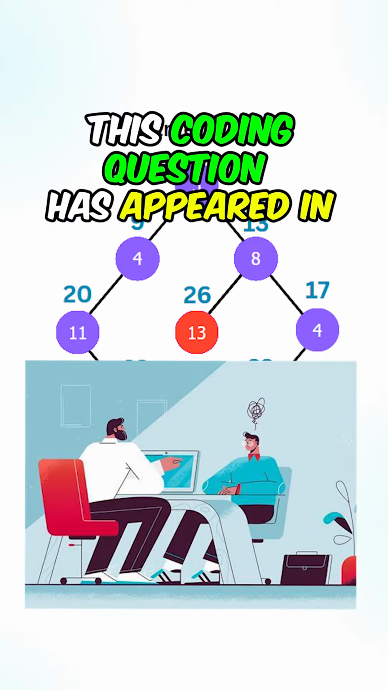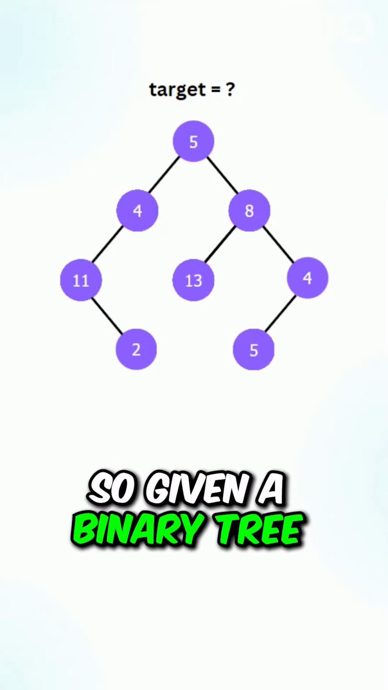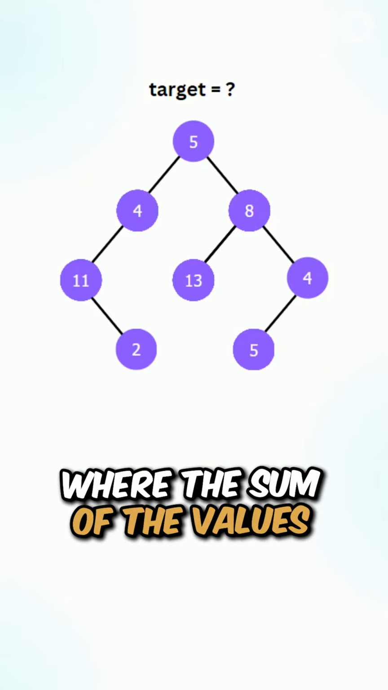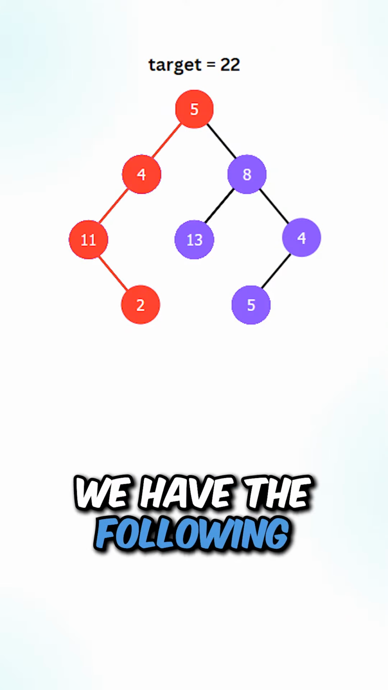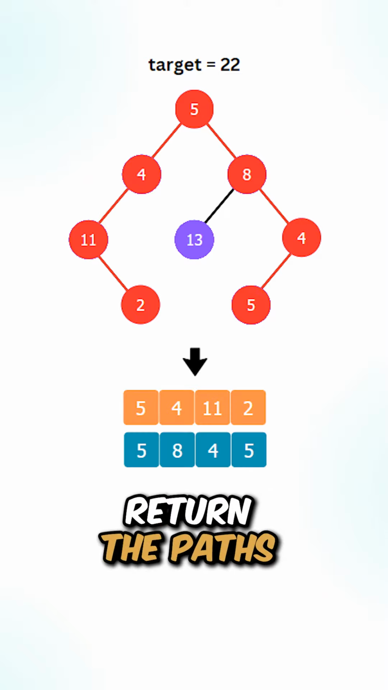This coding question has appeared in TikTok interviews in the past 6 months. Given a binary tree and a target value, return all root-to-leaf paths where the sum of the values is equal to target. Let's say the target is equal to 22, we have the following paths where the sum of the elements is equal to 22, and then we can return the paths.